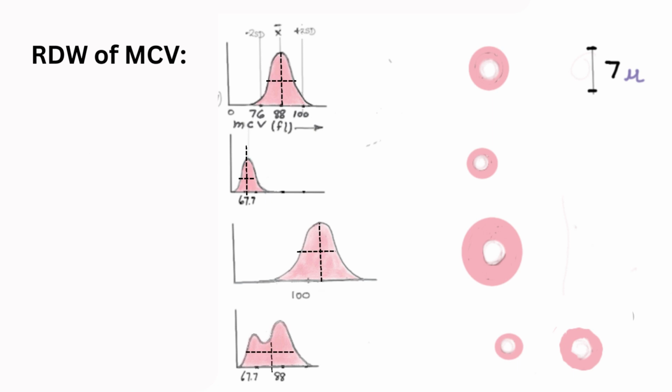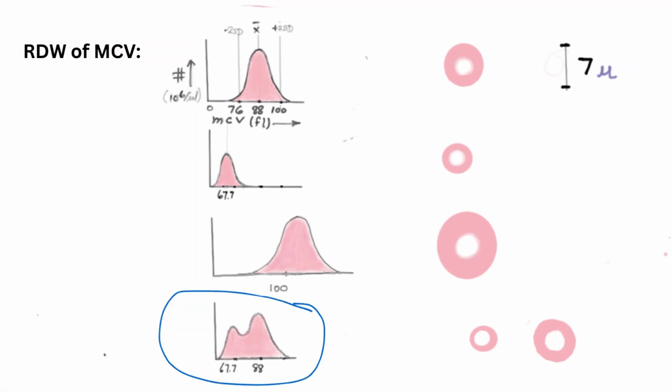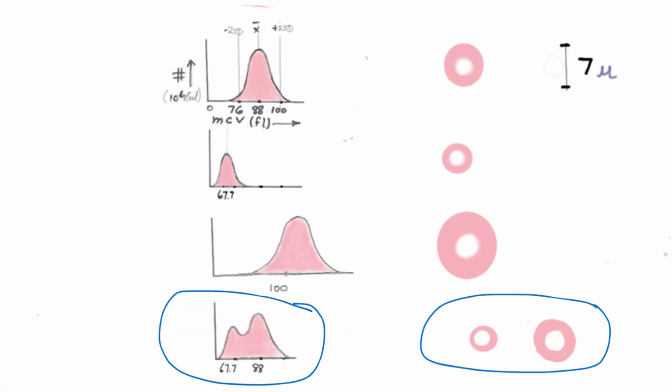The fourth equation is designed to statistically describe the shape of the MCV histogram. Statistical parameters include standard deviation and the mean average. Note the bimodal distribution of the last histogram with two distinct RBC populations.